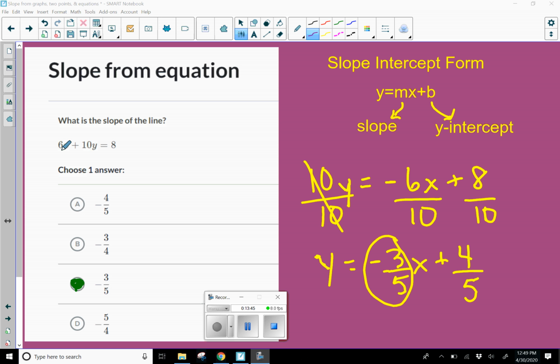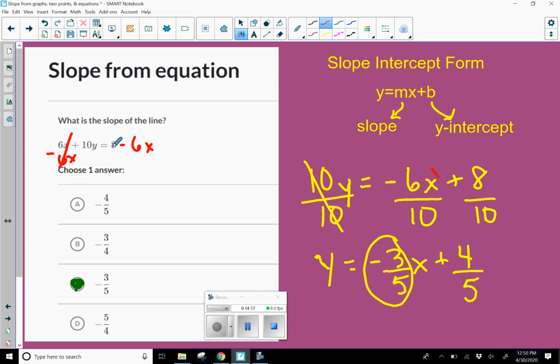So you'll notice that I'm going to move this 6x over to the other side of my equal sign. When you move something to the other side, if you think about it, it becomes the negative of it. Because if I were to subtract this from here to get rid of it, I would be subtracting it over there as well. So that would leave us with 10y equals 8 minus 6x. I prefer to write it in slope-intercept form. So notice that I've put my negative 6x in the beginning of the equation.